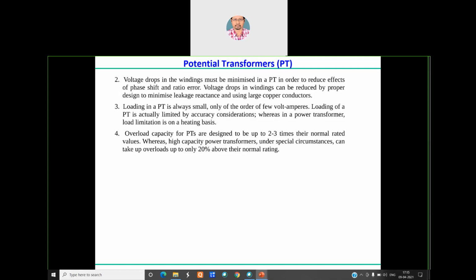And then number four, the overall rating or the capacity of the potential transformer, how much it should be. It should be designed in such a way that it is 2 to 3 times their normal rated values. So whatever normal rated values it should measure, it should be designed so that it can measure 2 to 3 times higher value in case of some abrupt or abnormal conditions, or during some spikes. Why do spikes occur? Due to harmonics or disturbances.